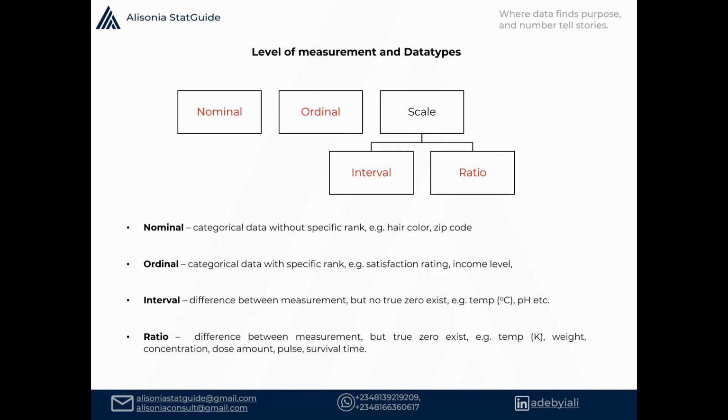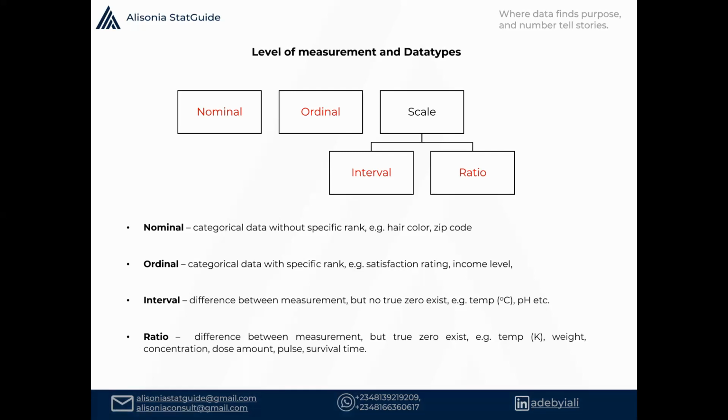Another one is pH. pH ranges from 1 to 7, from alkalinity to acidity. There's no true zero value in that one as well.